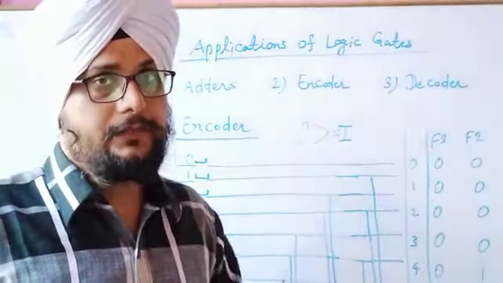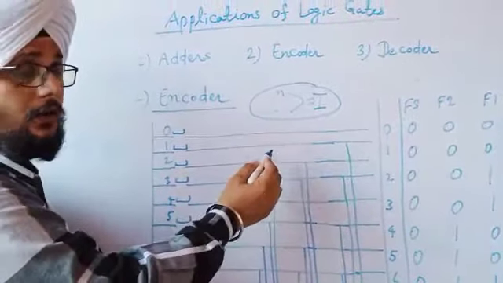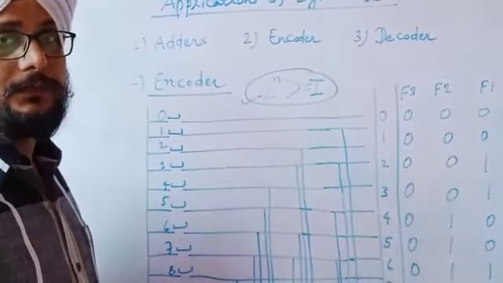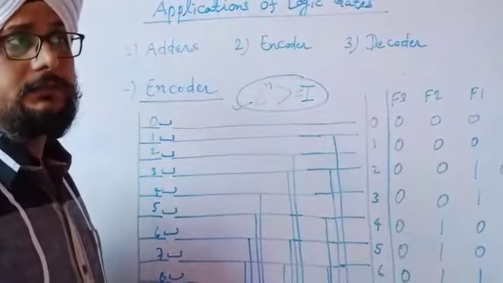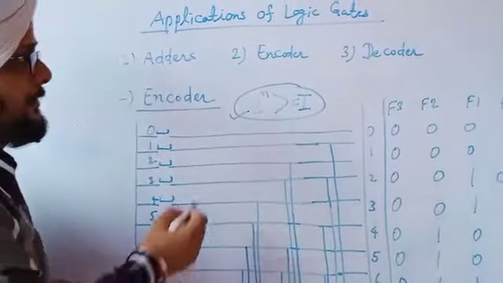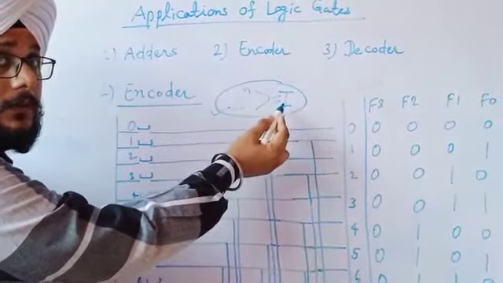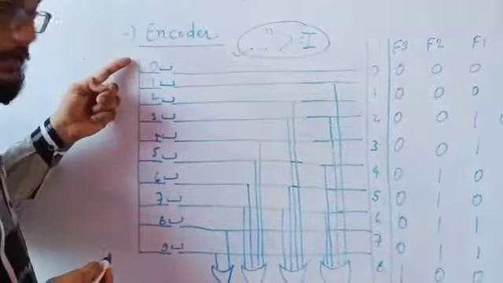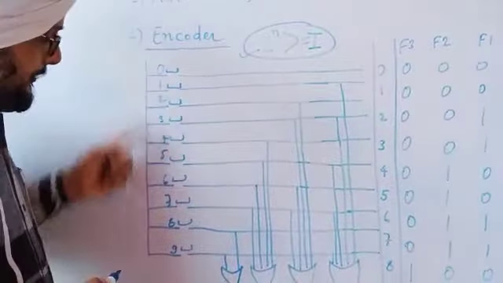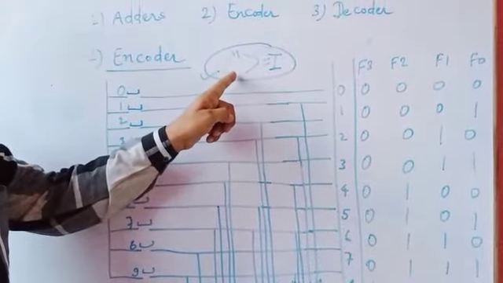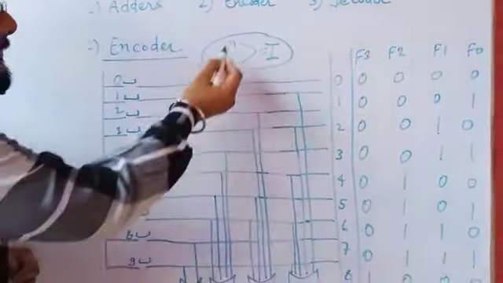So look here very carefully. This formula you need to keep in mind. 2 to the power n is greater than or equal to I. Always this condition should be satisfied if you want to convert a number from decimal to binary, and even hexadecimal to binary you can do using this formula. This I means input, the number of inputs. So here the number of inputs are total 10, from 0 to 9. Total 10 inputs are there, and here 2 to the power n, n means number of outputs.